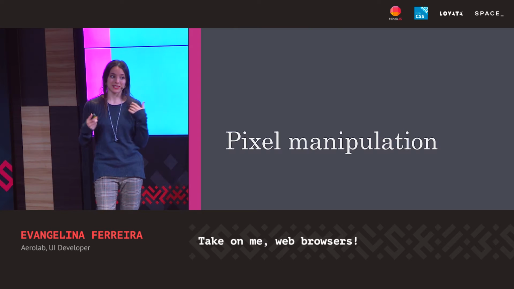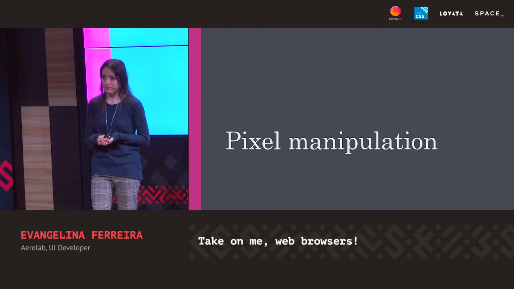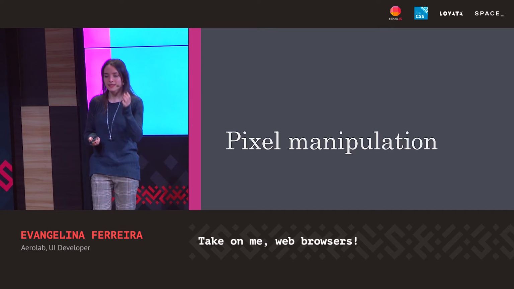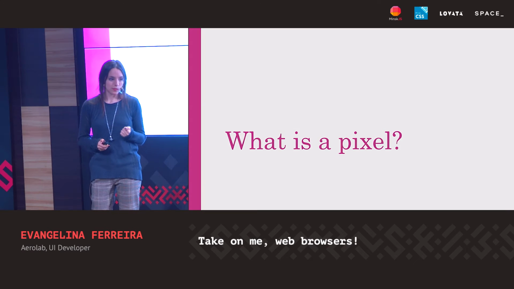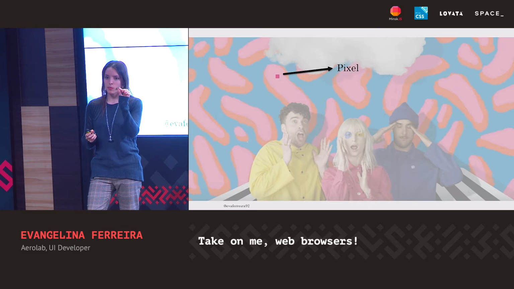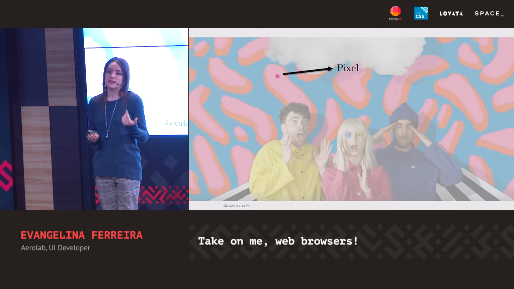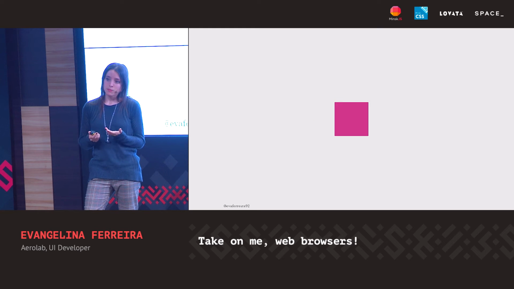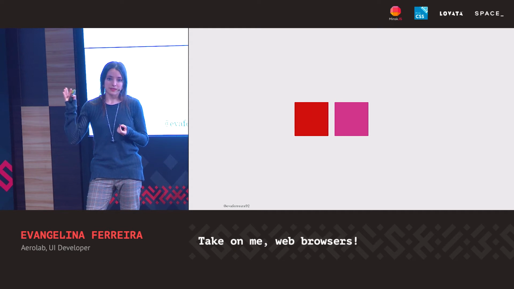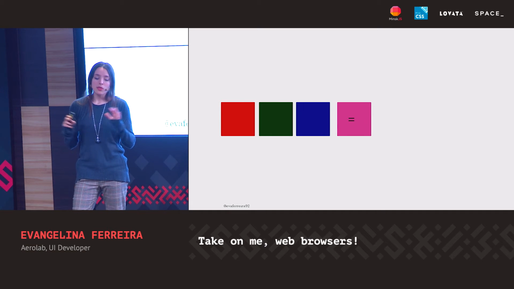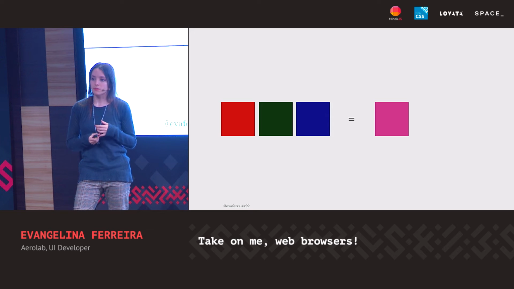And for this, we need to talk about something called pixel manipulation. Now I know we are in a front-end conference, so we actually know what a pixel is, but let's take a closer look, just in case. A pixel is the tiniest part of an image. If we take a look at this, we can say that this is a pixel. It's the smallest part that there is over there. And this has a color. The color is given to us in RGB format. That means that this pink is actually composed of this red, plus this green, plus that blue. So all these colors together give us this pink.